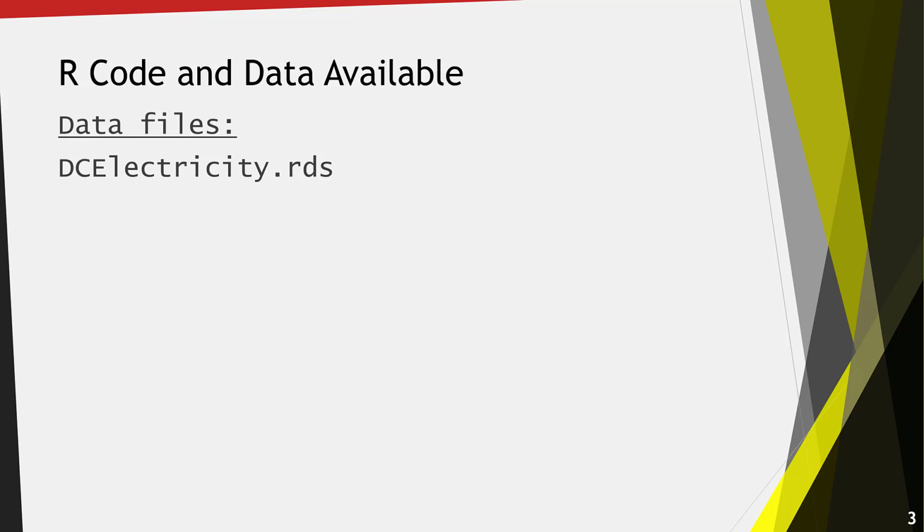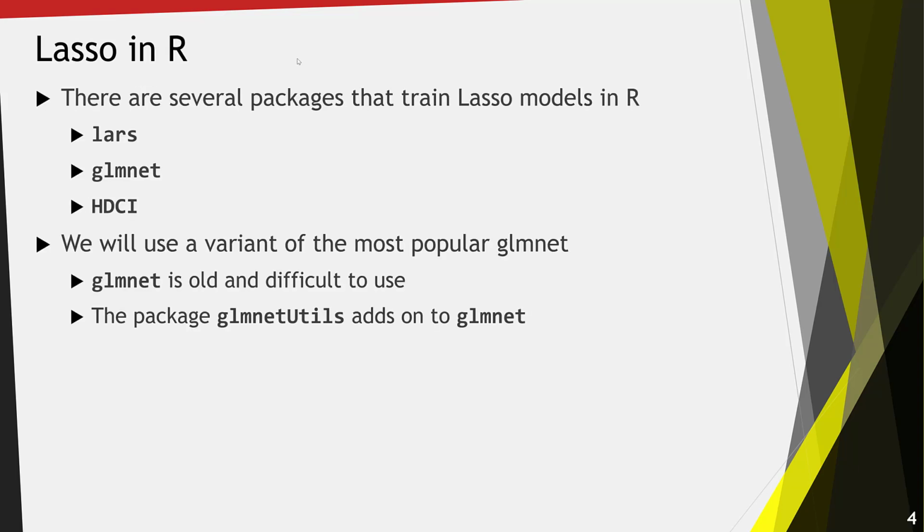The R code shown in this video is available in the learning management system. You'll need the dcelectricity.rds data file. There are several packages that train Lasso models in R. They include LARS, GLMNet, and HDCI. In this course, we're going to use a variant of the most popular package, GLMNet. GLMNet is old and pretty difficult to use. So we're going to use the package GLMNet utils, which adds on to GLMNet and makes it easier to use.